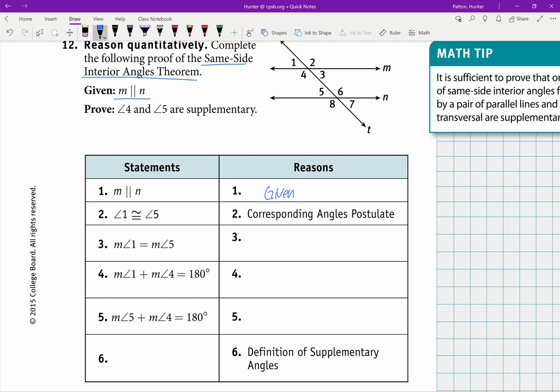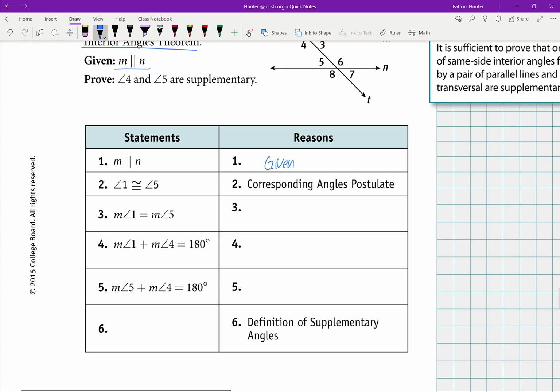So from there I can say that the measure of angle 1 is equal to the measure of angle 5, and we know that if two angles are congruent, they have the same measures by the definition of congruent angles. So when I say angles, I'm going to put angle with an S next to it, okay? Just for a little shorthand.